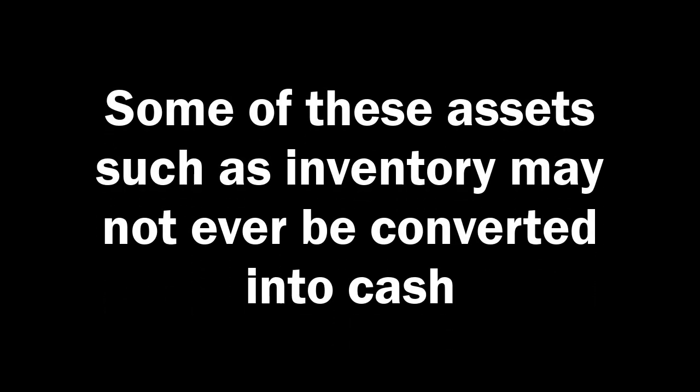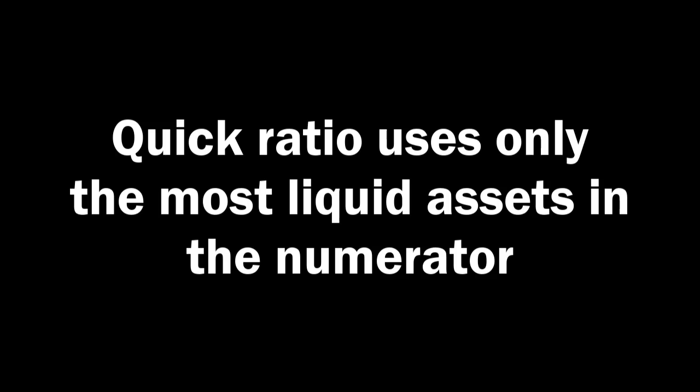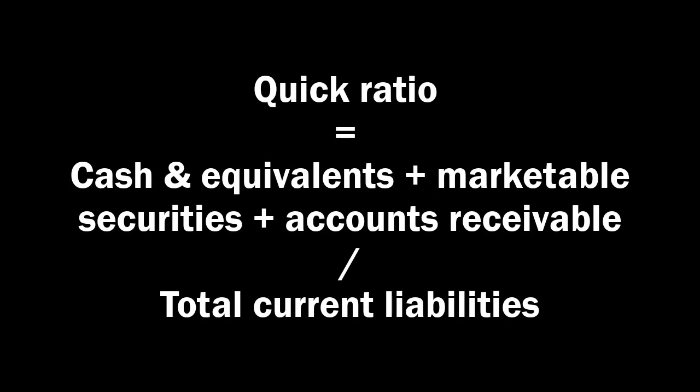The current ratio uses all a company's current assets in the numerator. Some of these assets, such as inventory, may not ever be converted into cash though. Sometimes inventory spoils or becomes obsolete, so it is never sold. Our next ratio is a stricter liquidity ratio. It's called the quick ratio, also known as the acid test ratio. The quick ratio uses only a company's most liquid assets in the numerator. The quick ratio equals cash and equivalents, marketable securities, and accounts receivable divided by total current liabilities.